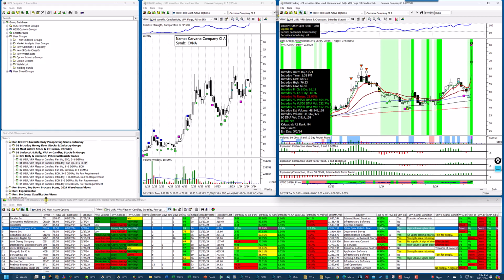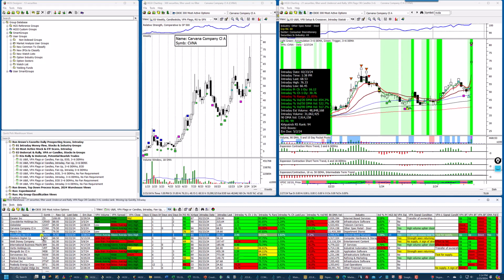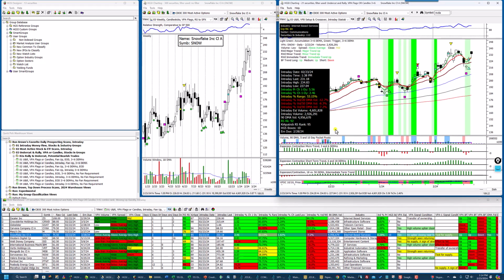I'll do one more and then I'm going to end this video. It's gotten longer than I wanted. How about Snowflake? Okay. You can see a lot of accumulation, a lot of crossover bars here. Here is a gap down, but a bullish candle and a low volume test.